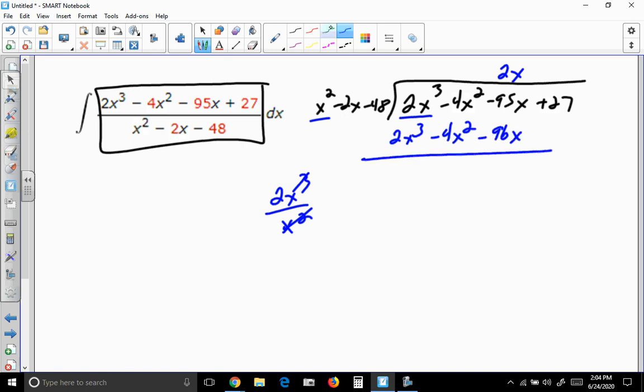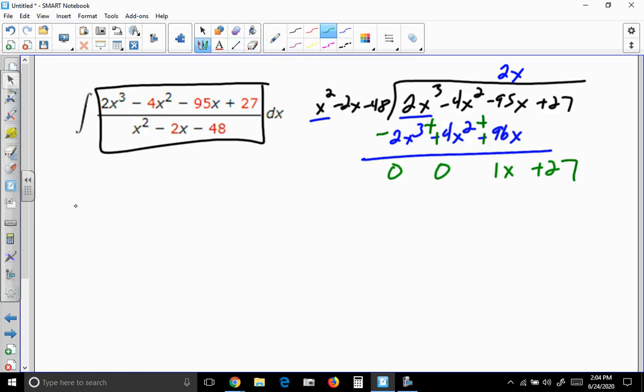And then we subtract. We take the top one minus the bottom one. Minus a negative makes that a plus, so that's 0. The top minus the bottom, so again that's a plus, so that gives us 1x, bring down the 27. Once we get to the point where this degree is smaller than that degree, we can't divide anymore. We can't take 1x and divide it by x squared, because that's going to leave us a fraction.